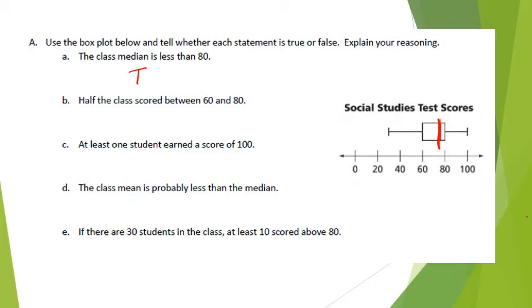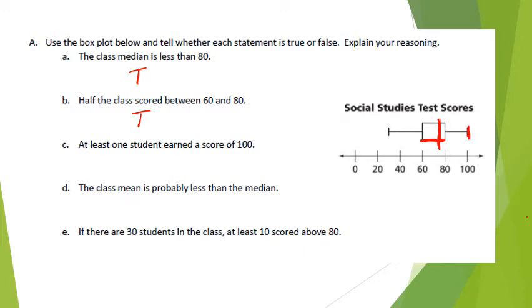Half the class scored between 60 and 80. Looking at the number of scores between 60 and 80, I can see this is worth 2 quartiles. This quartile is worth 25%, the other quartile is worth 25%. So that's a total of 50% of the students, or half the class, that scored between 60 and 80. This is true.